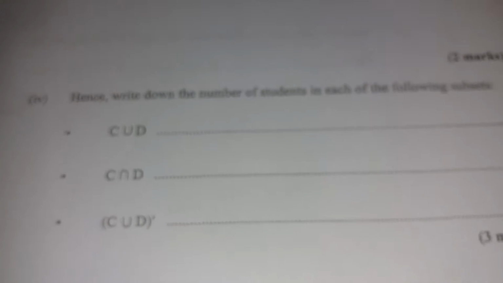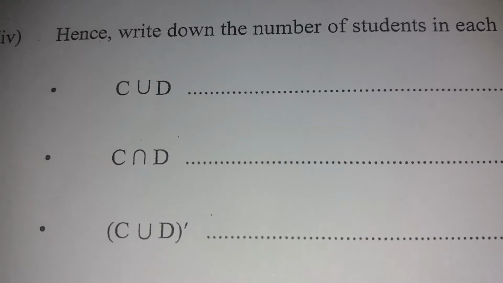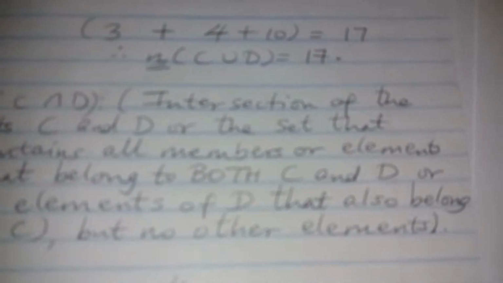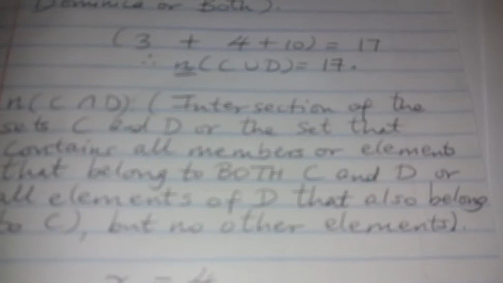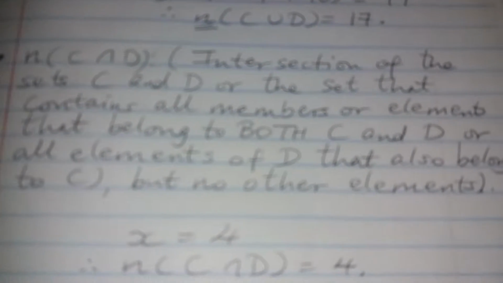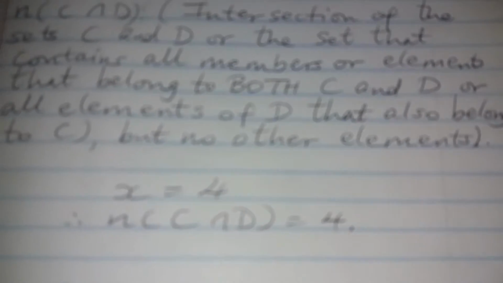It said now, hence write down the number of students in each of the following: the union, sorry, not the union, the intersection of C and D. And let's take a brief view of what the intersection of a set is. The intersection of the sets C and D is the set that contains all members or elements that belong to both C and D, or all elements of D that also belong to C, but no other elements. All right, so let's go back to the diagram.